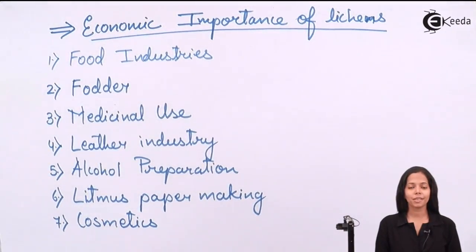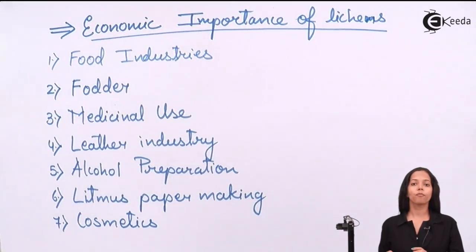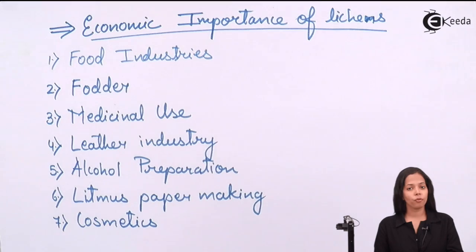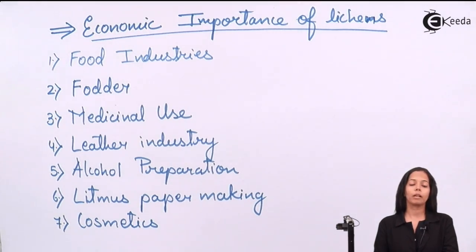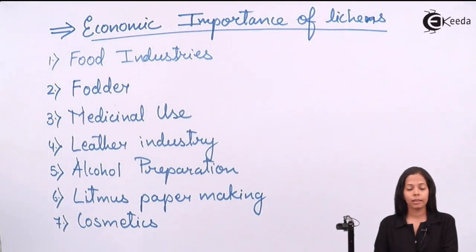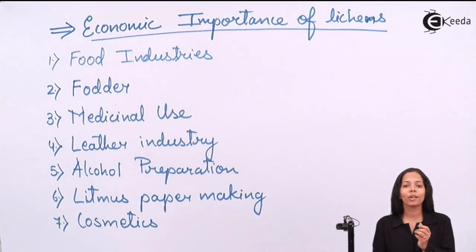Now let's see which lichens are used in a specific industry. Speaking about the food industry, it is used because of one very important reason, and that reason is the presence of a specific chemical in some lichens. The name of that chemical is lignin. Lignin is a carbohydrate which gives a smooth, sweet texture to the food.